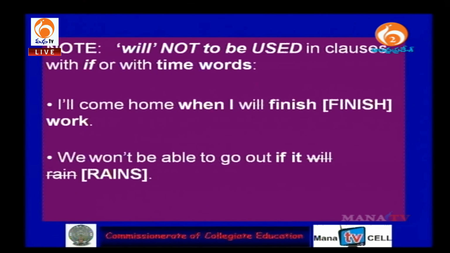Now, we won't be able to go out if it will rain. Don't use will rain in the conditional clause with if. Use V1 plus S because the subject is it, which is in singular number.